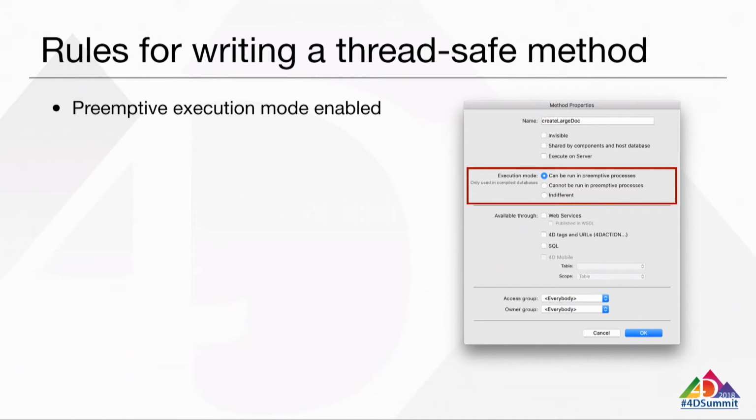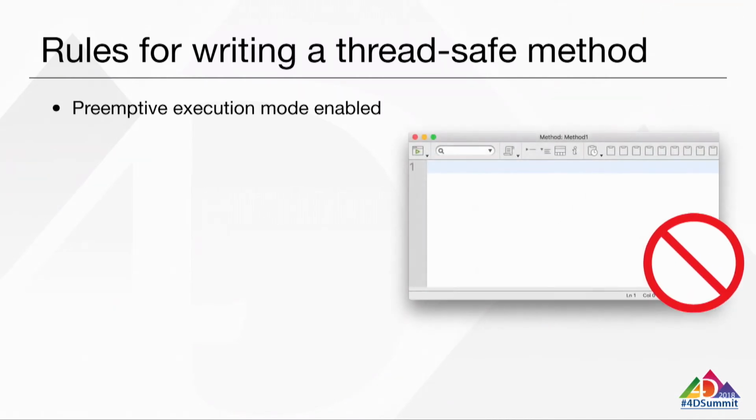The first option that you see there basically tells 4D that your method will be forced to run in preemptive mode. And the detection will come in during the compilation. I'll show you in a little bit. Okay?